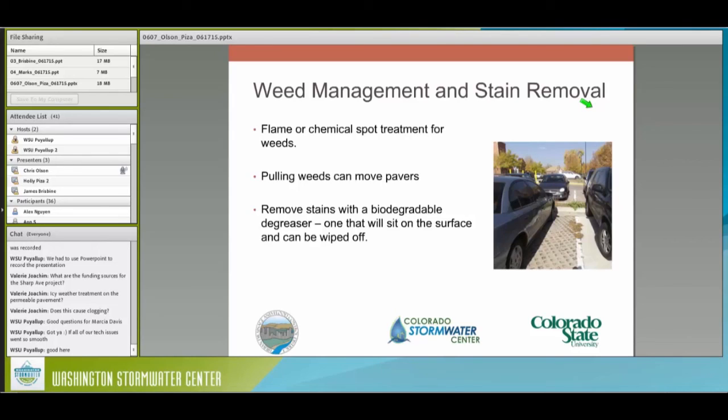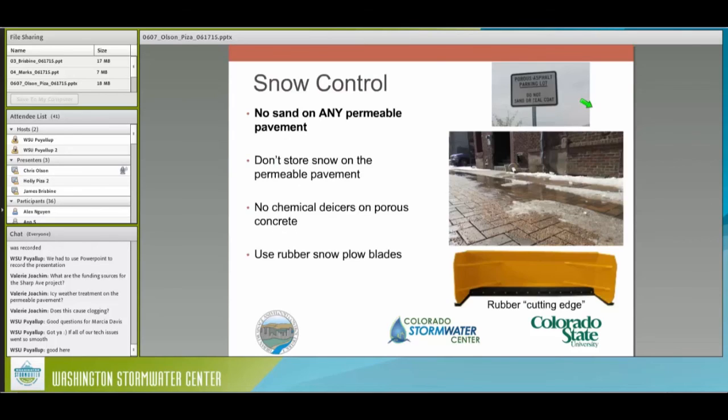And then you can obtain some biodegradable degreasers if stains become an issue. And it's recommended, at least according to the permit here in Colorado, that you can't wash that degreaser back into the pavement, but you should wipe it up with a towel or something else so that you're not adding, again, pollutants to the groundwater.